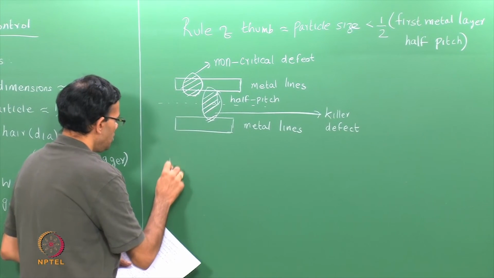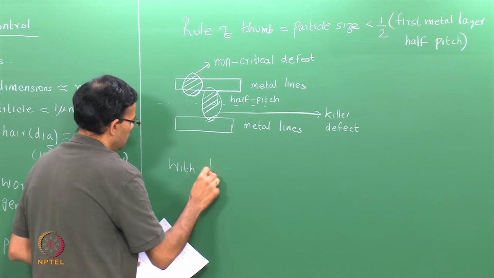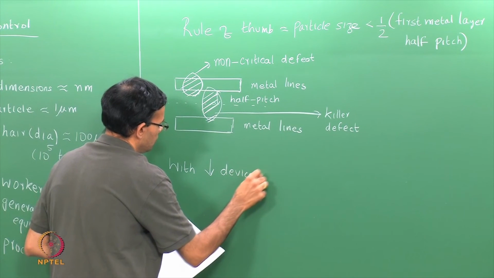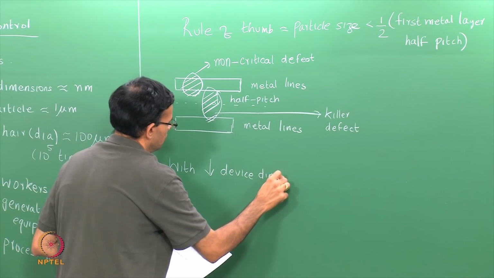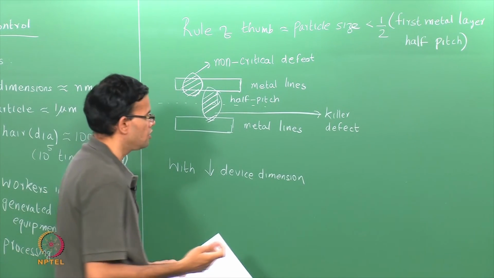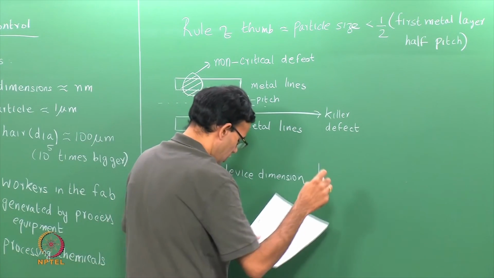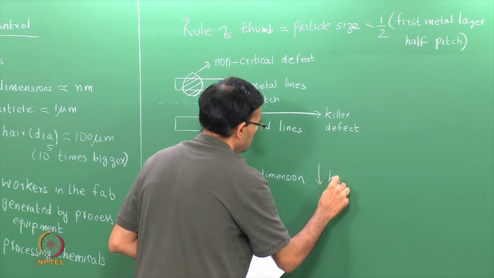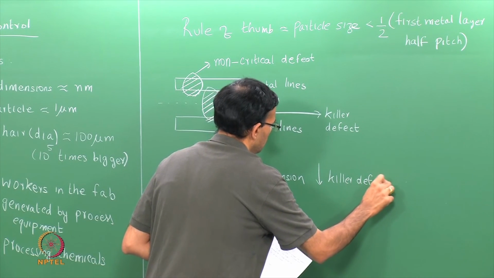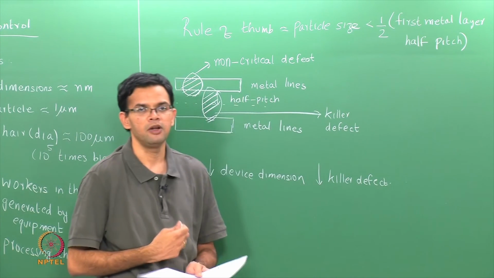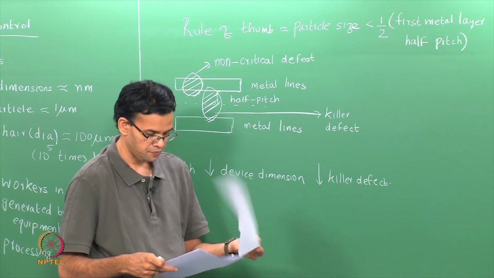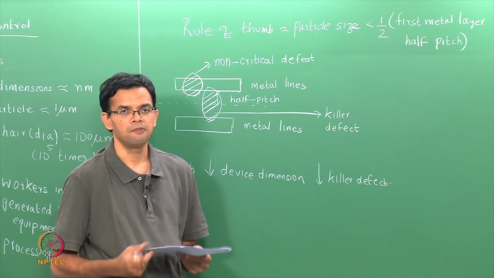So, with reducing feature size or reducing device dimension, the size of the defect or the size of the killer defect will also reduce. Which means we should be able to detect and control these small defects. We have looked at particles.